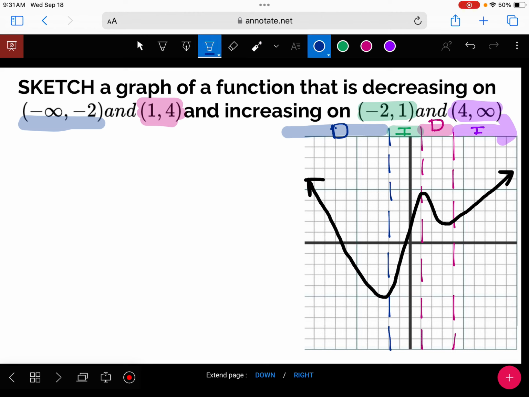So it's always a good idea to go back and make sure we've done it right. We've got our decreasing between negative infinity and negative 2. I am decreasing between 1 and 4. I am increasing between negative 2 and positive 1. And I'm increasing between 4 and infinity. So it matches back up to what we were told. So it's a good idea to go back and double check it.